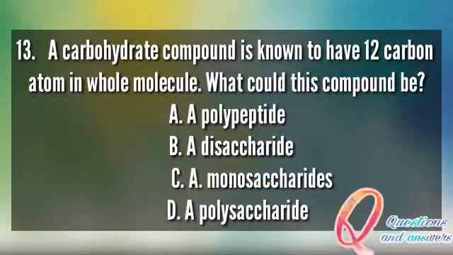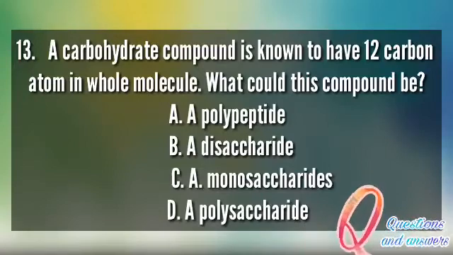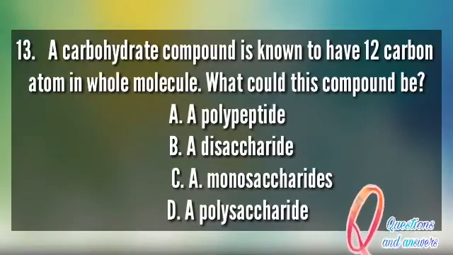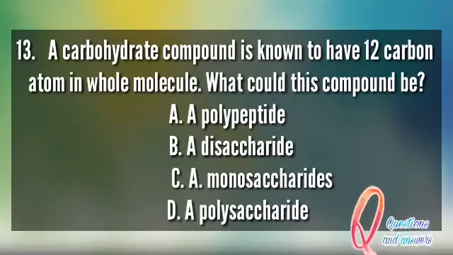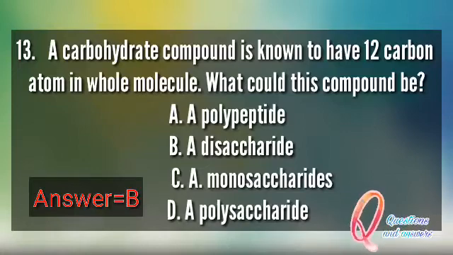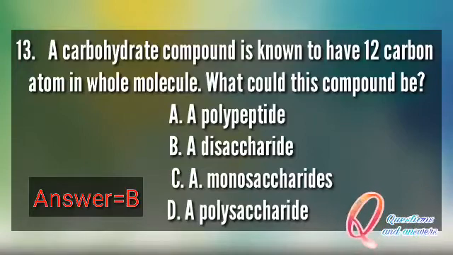Question number 13. A carbohydrate compound is known to have 12 carbon atoms in the whole molecule. What could this compound be? A. A polypeptide, B. A disaccharide, C. A monosaccharide, D. A polysaccharide. Answer: B. A disaccharide. Explanation: carbohydrates that are made from 12 carbon atoms are disaccharides.